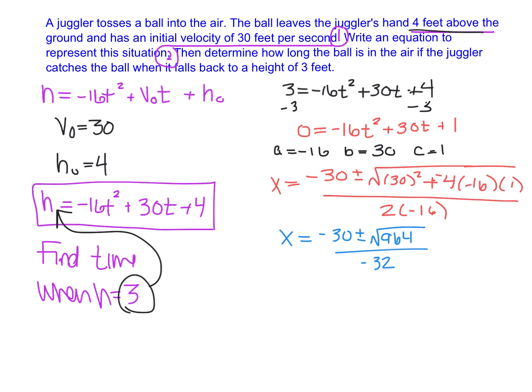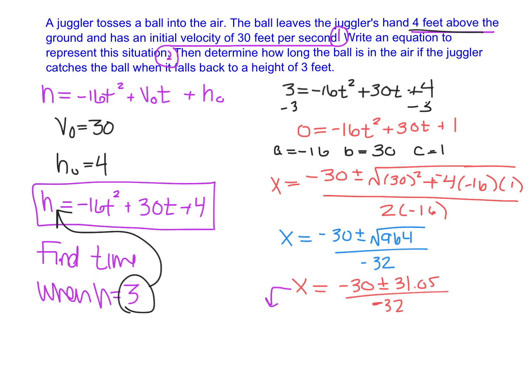With the problems we've done so far, we've simplified the square roots, but because this is a word problem, we want to make more sense of this particular situation. So we're going to estimate that square root. We take the square root of 964 and estimate it out. So we have x equals negative 30 plus or minus 31.05 all divided by negative 32. Typically we leave it as a simplified square root, but since this is a word problem, we're going to estimate it with some decimals.